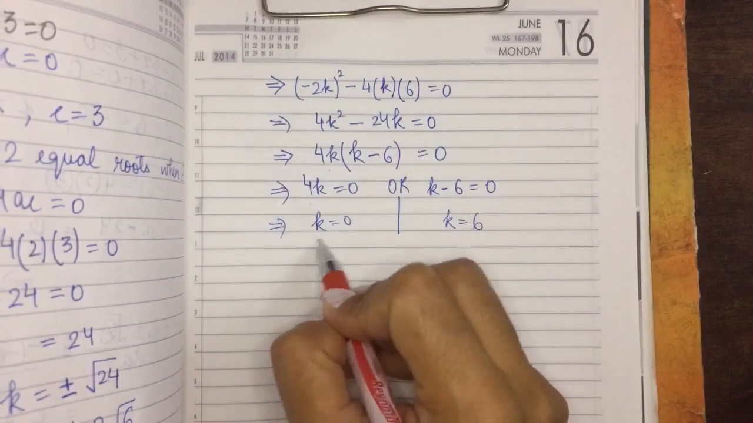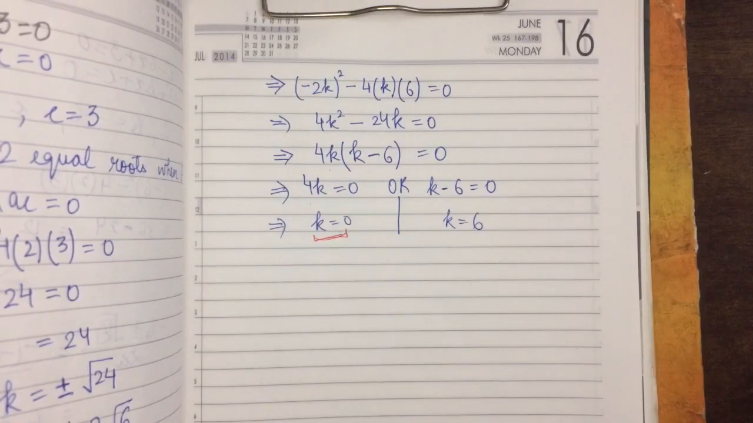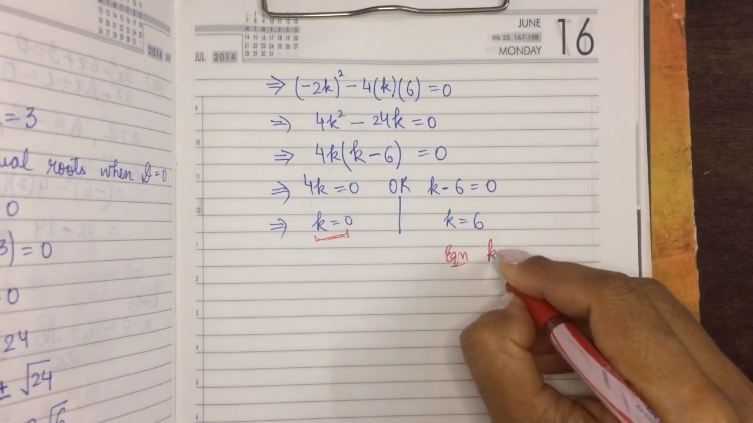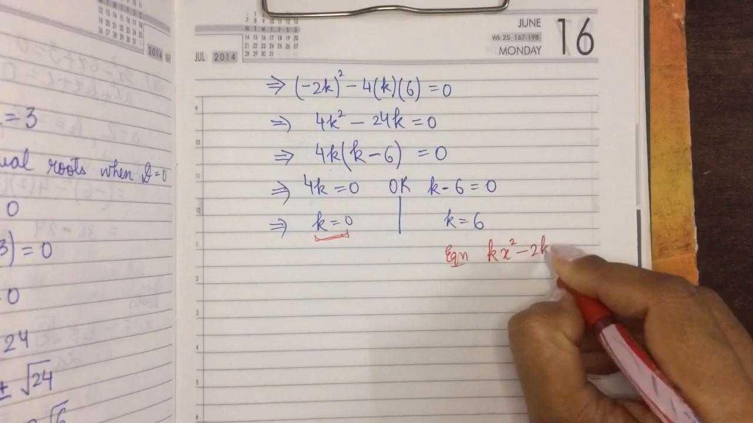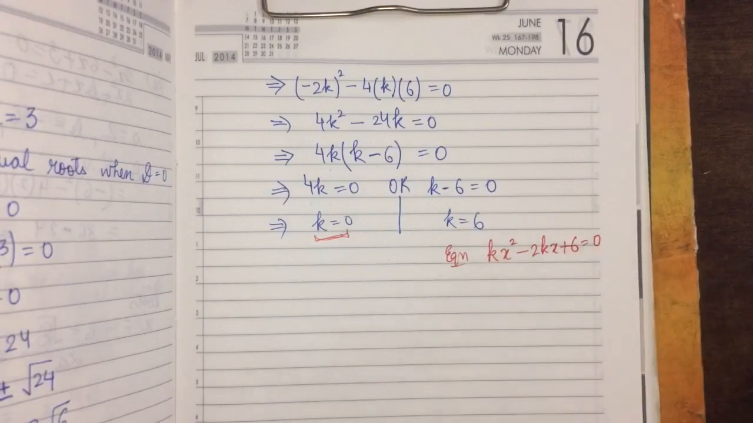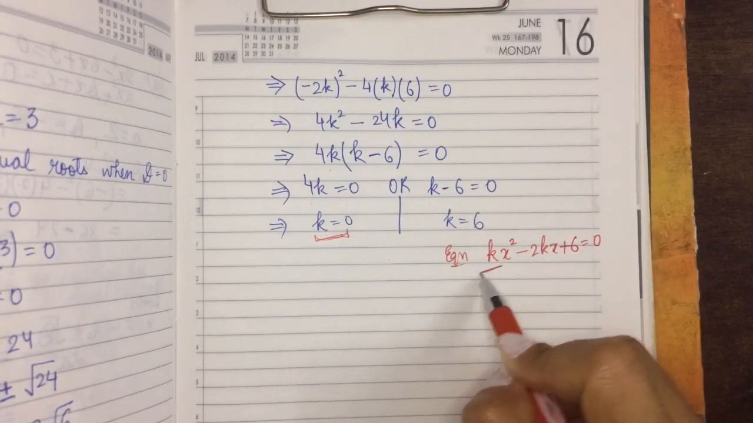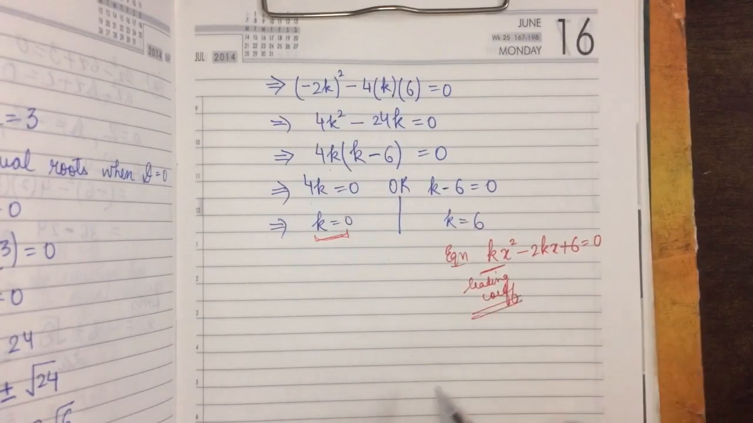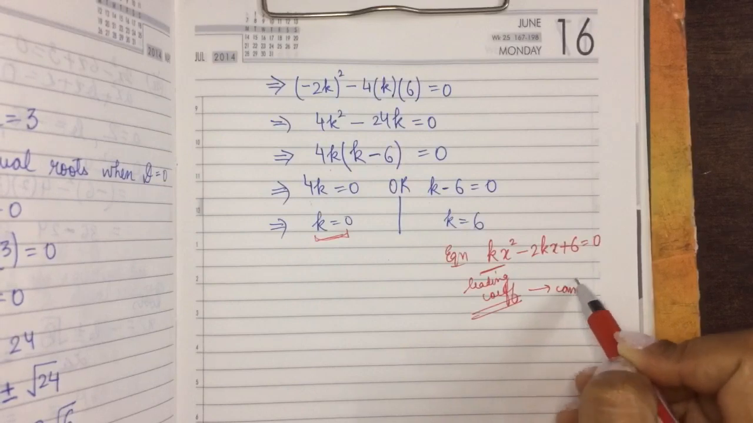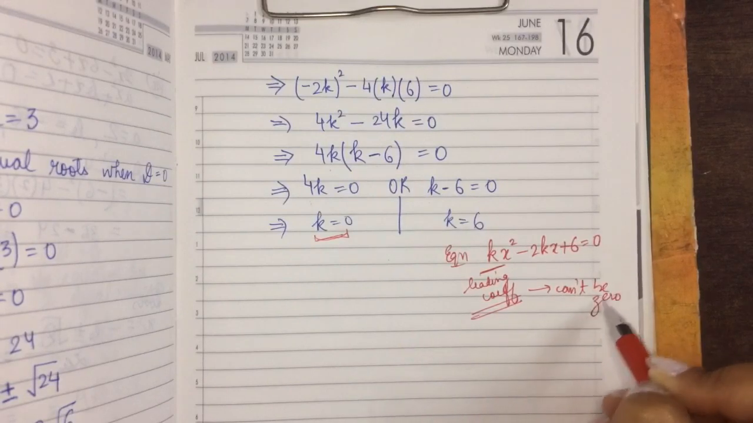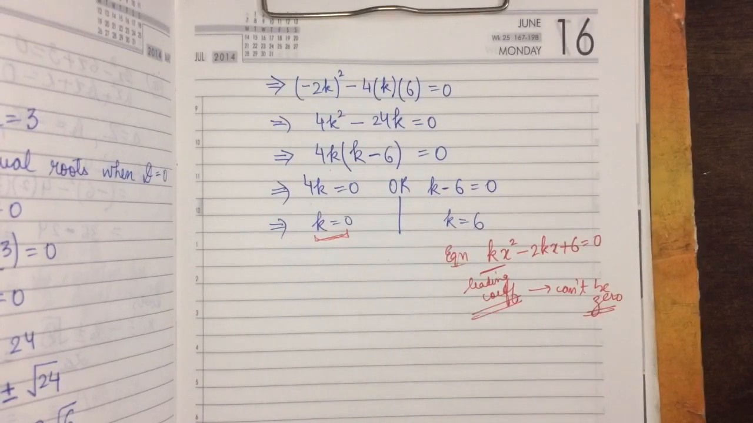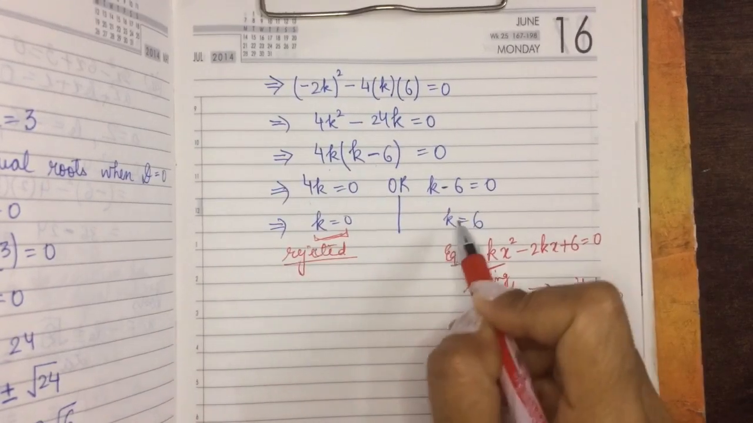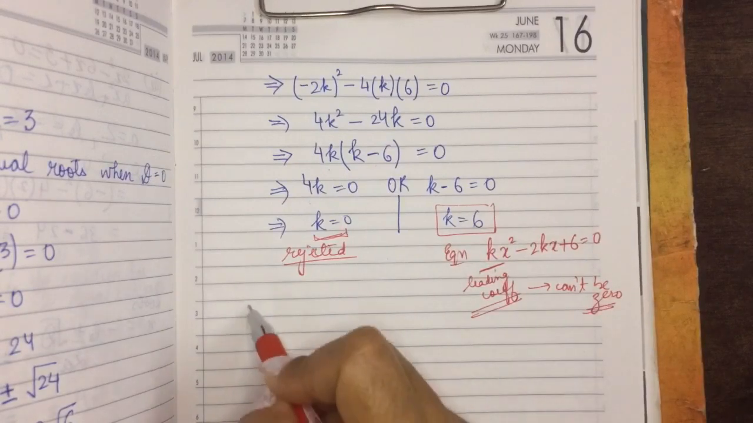Now k equals 0 is not possible because if you look at your quadratic equation, it is kx square minus 2kx plus 6 equal to 0. Now k is your leading coefficient and the leading coefficient cannot be 0. So that's why this value will be rejected. The only possible answer is k equals 6.